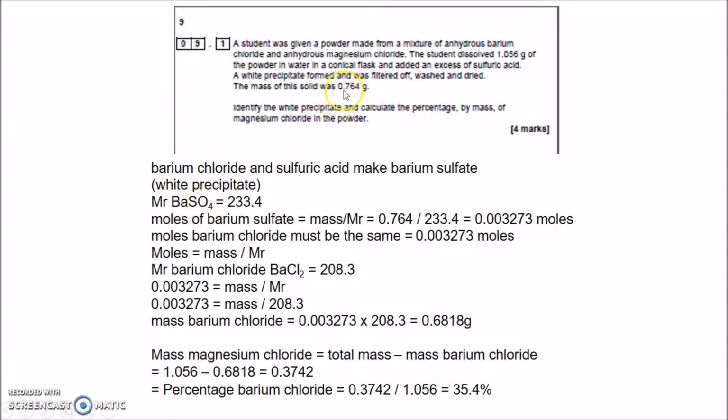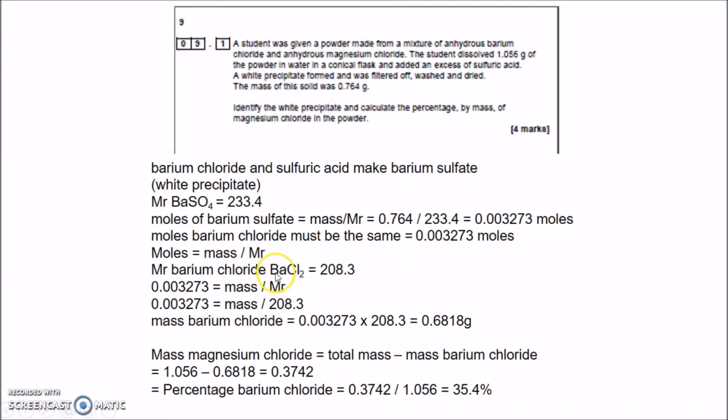So now I've got the mass of the white solid, which was 0.764. I can work out the MR of barium sulfate using a periodic table, 233.4. So moles of barium sulfate is the mass divided by the MR. I know the number of moles of barium sulfate. Where does the barium sulfate come from? It's come from the barium chloride. So the number of moles of barium chloride must be the same. I must have 0.003273 moles of barium chloride if it's made barium sulfate. So I now know the number of moles of barium chloride.